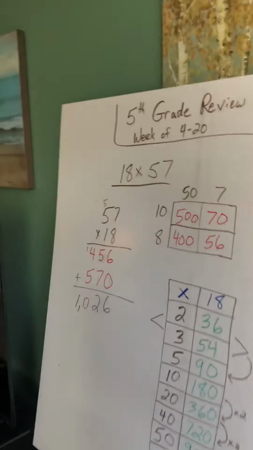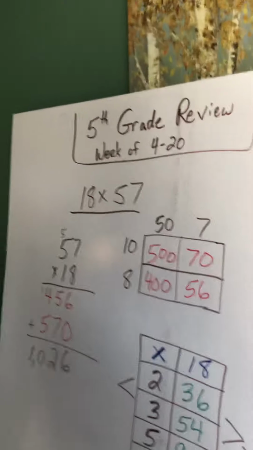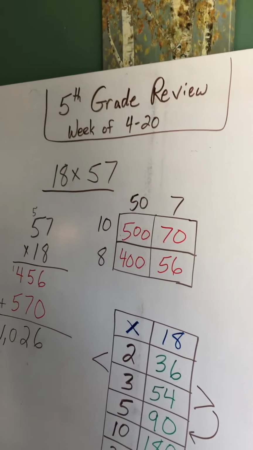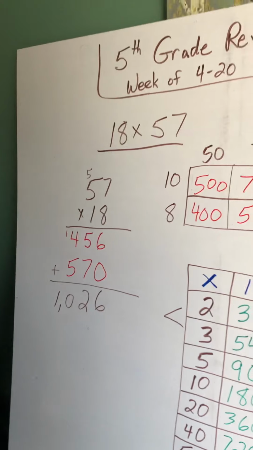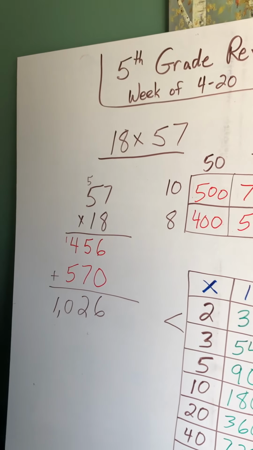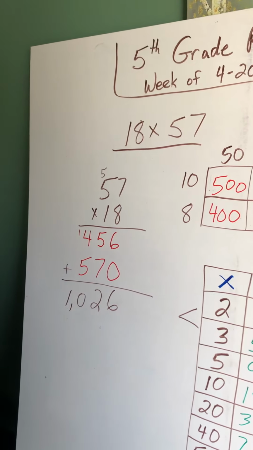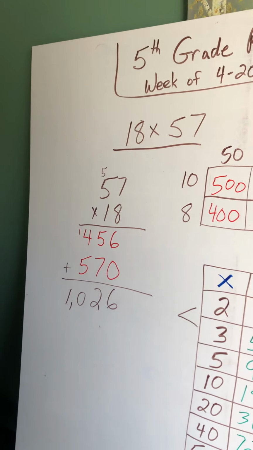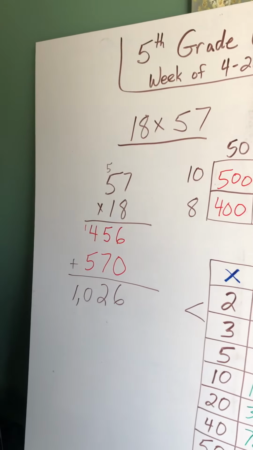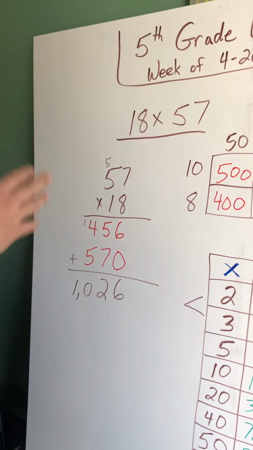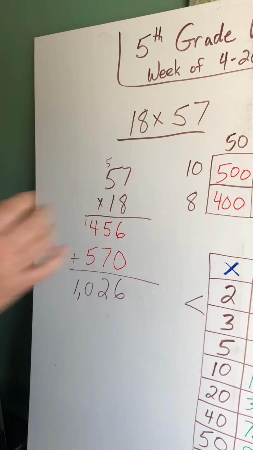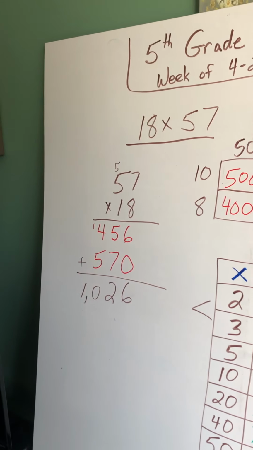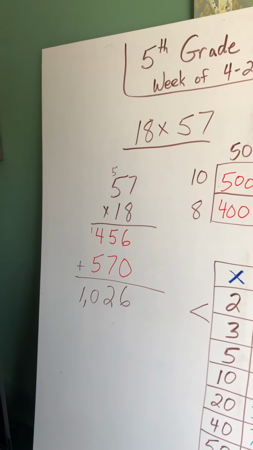So what we're going to do, if you take a look at the board, is look at 18 times 57 in 3 different ways, okay? On your Word document, it probably won't be configured quite this way, but this is a review of how to do each way of multiplying. It's going to review the step-by-step way of doing each one, okay?